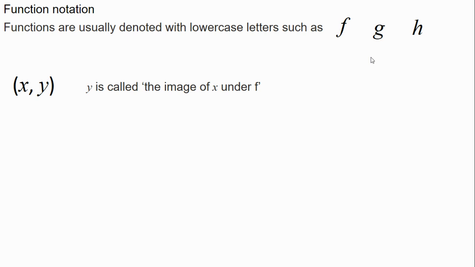So y is called the image of x under the function f. This is just notation and language. You know it's just the x and y coordinates, but y is called the image of x under f, or sometimes it's called the value of f at x. X is called a pre-image of y. So these two are the opposite of each other. Y is called the image of x. X is called the pre-image of y.